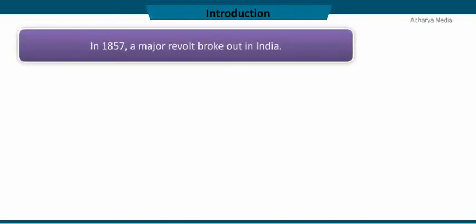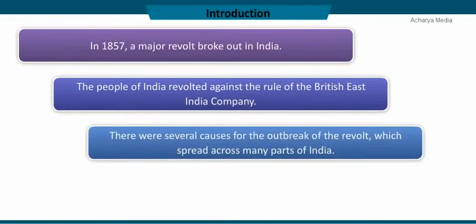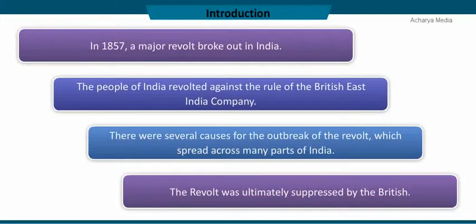Introduction. In 1857, a major revolt broke out in India. The people of India revolted against the rule of the British East India Company. There were several causes for the outbreak of the revolt, which spread across many parts of India. The revolt was ultimately suppressed by the British.